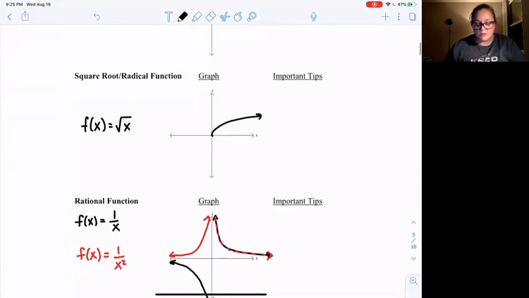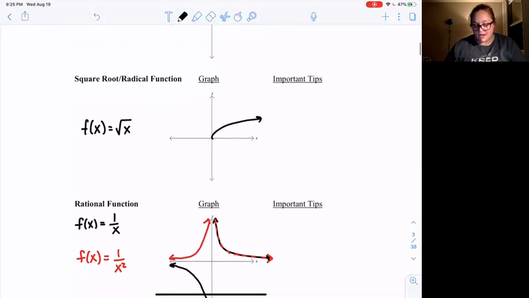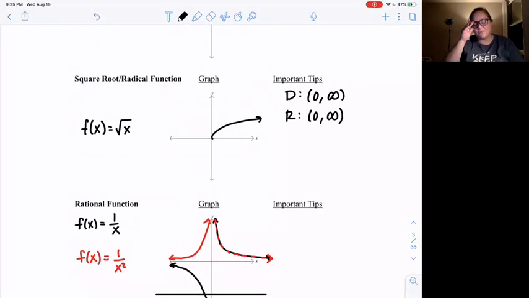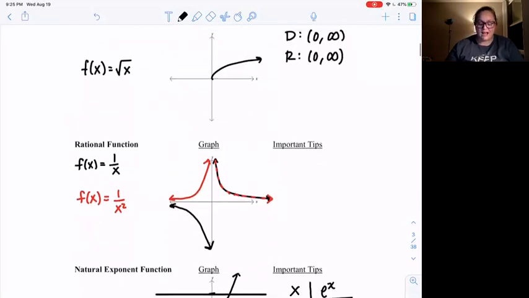So what about square root and radical functions? For square root and radical functions, those really just stay in this positive area, because you really can only have positive x values in a square root, and positive square roots are only going to give you positive y values. So you want to think, what is the domain here? And that's only ever going to be positive x values, so 0 to infinity. The range, same thing. It's only ever going to be positive y values.